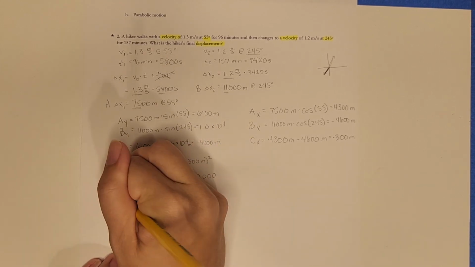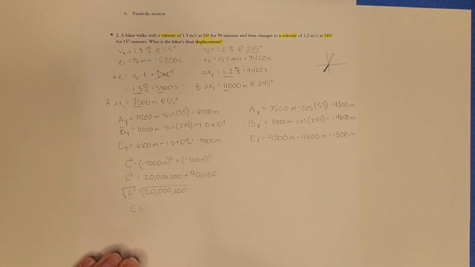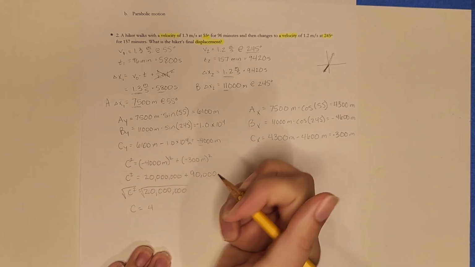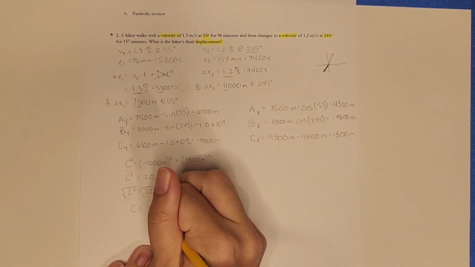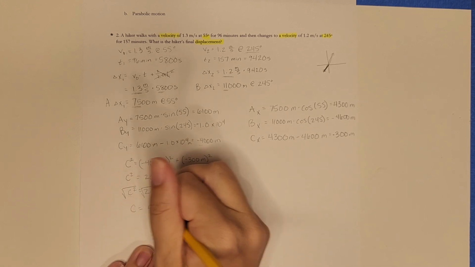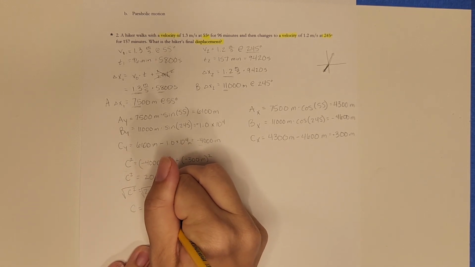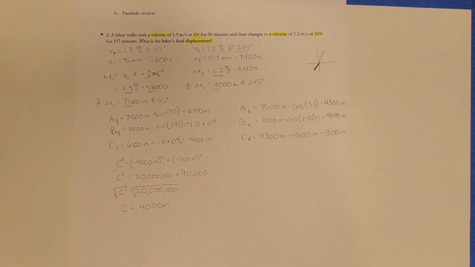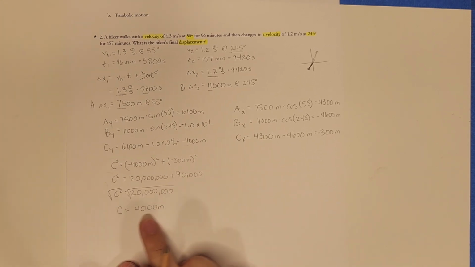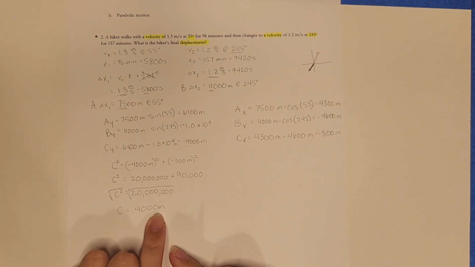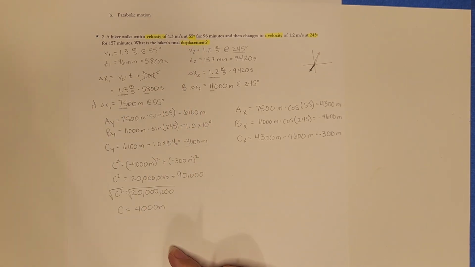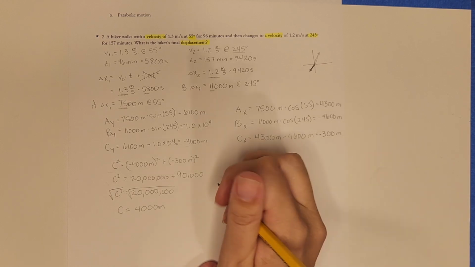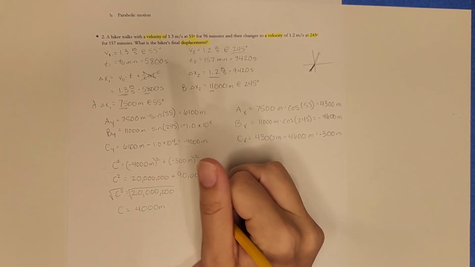Okay, so now I will take the square root, and my C equals, and again, I'm going to be taking that to one significant figure, and it's going to be 4,000 meters, okay? So now we have the distance, but we need the angle so that we can figure the displacement. And so we'll use our equation to do that.